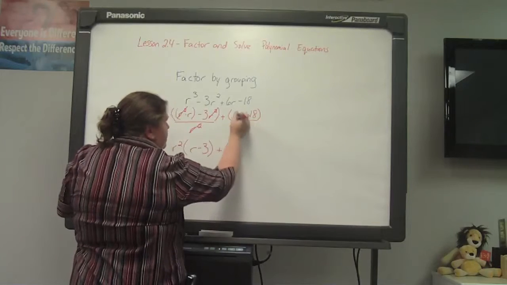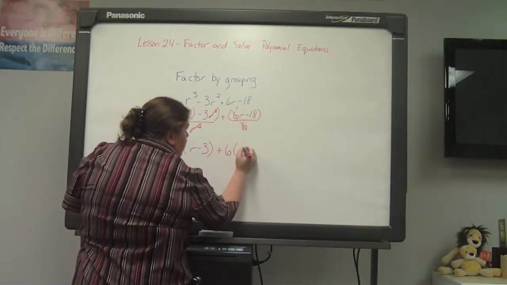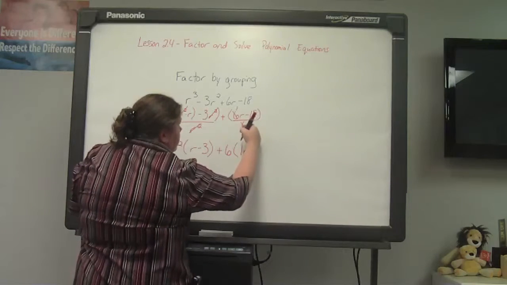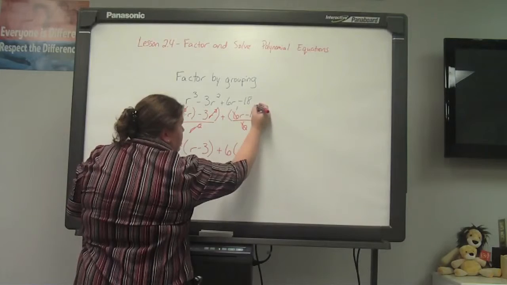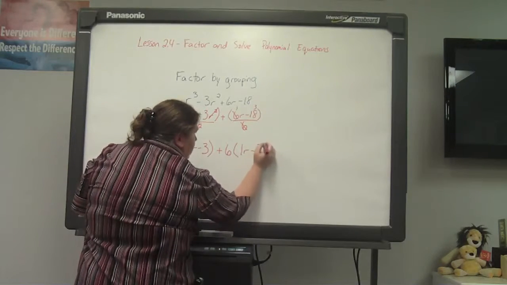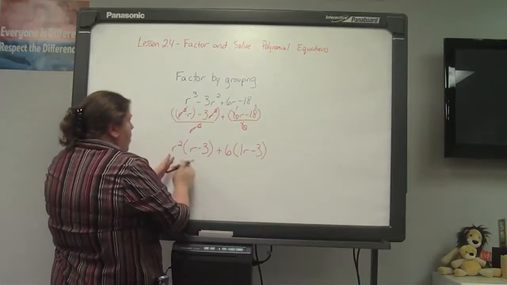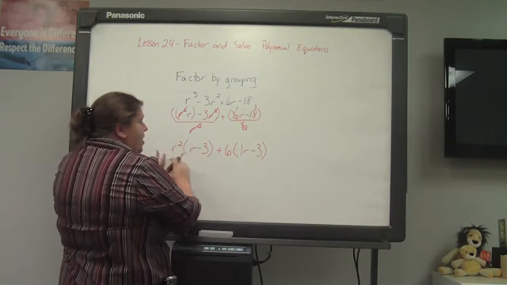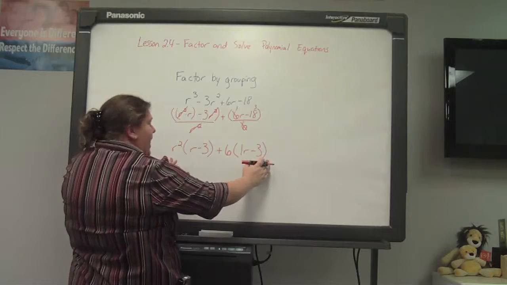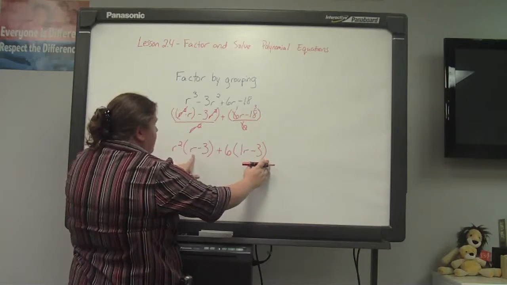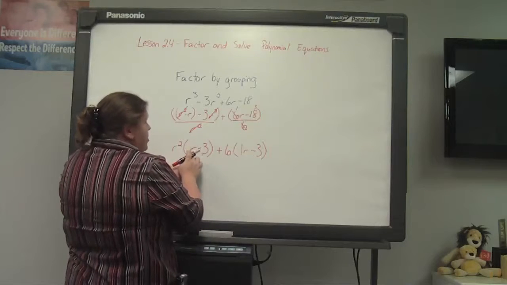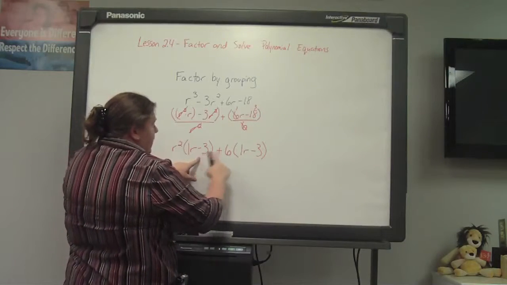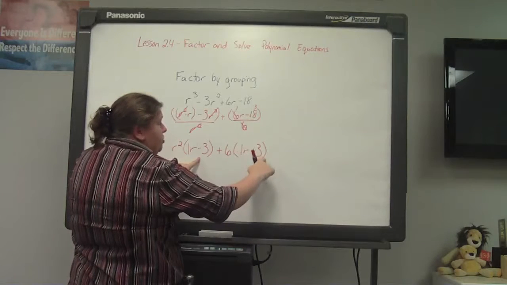And then 6 divided by 6 gives me 1, so I'm going to put 1r. And then 18 divided by 6 gives me 3, so minus 3. Now, what we do is see if there's anything in common. Because if there's not, then it has to be left. But I can see that I have an r minus 3, and remember, just an r means 1r, r minus 3, and 1r minus 3.